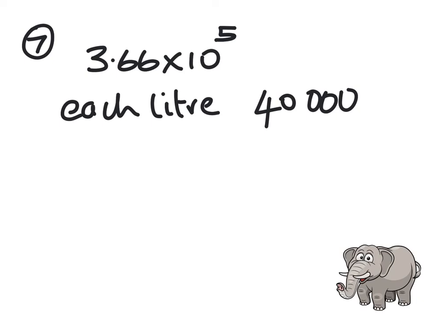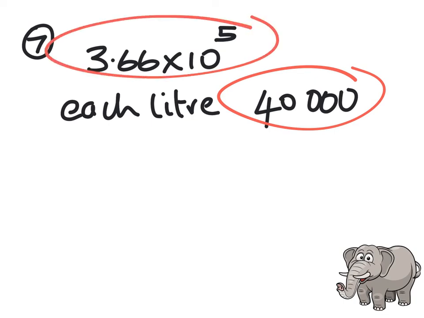Question 7, we have a lake which is 3.66 times 10 to the power 5 litres of water. Each litre contains 40,000 bacteria. So how many bacteria altogether? We just take these two numbers and we multiply them together. Okay, so just put these numbers in your calculator, multiply them together, and out will pop the answer.